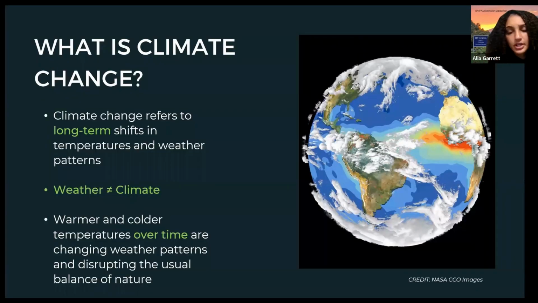So what is climate change? Climate change refers to long-term shifts in temperature and weather patterns. So weather does not equal climate. Weather is the day-to-day, based on seasons. Climate is long-term. So warmer and cooler temperatures over time, which is the important part, are changing weather patterns and disrupting the usual balance of nature. So even the most recent example, Hurricane Ian, we're seeing a lot stronger storms, a lot more storms. So that would be an effect of climate change.